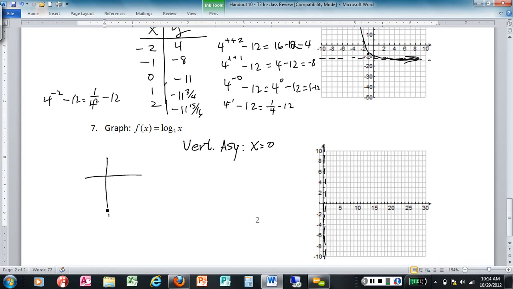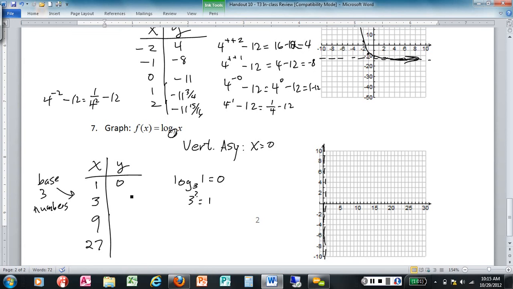Points-wise, if you have base 3, I would choose powers of 3 over here, which can start with 1, 3 to the first, 3 to the second, 3 to the third. Those will be some good ones. Because when you do your logarithm, you've got log base 3 of 1. Well, that means 3 to what power is 1? That would be 0.